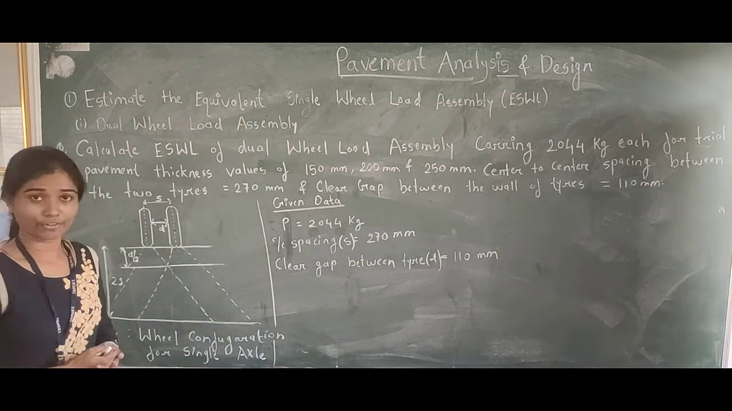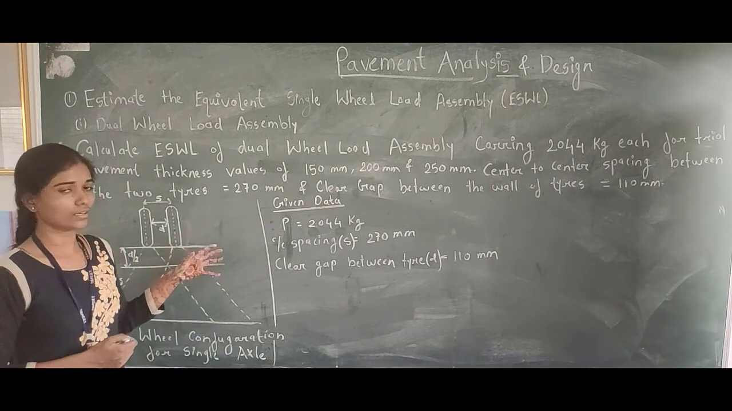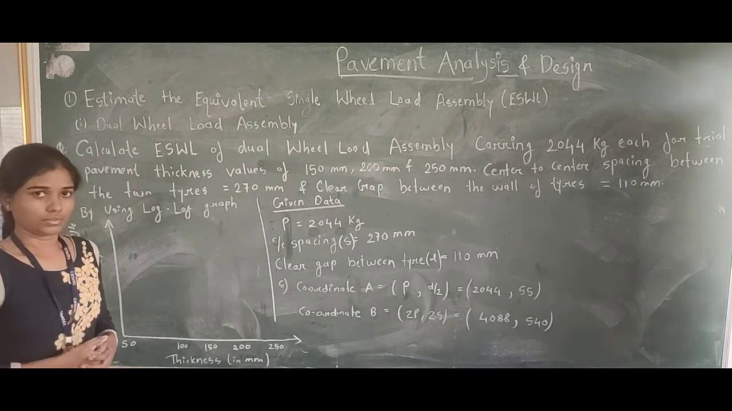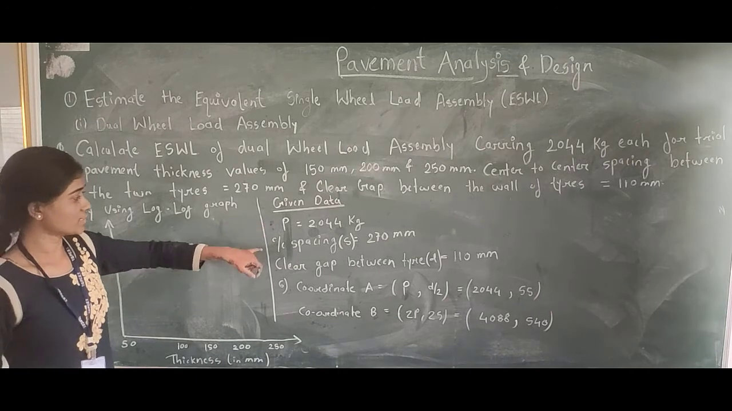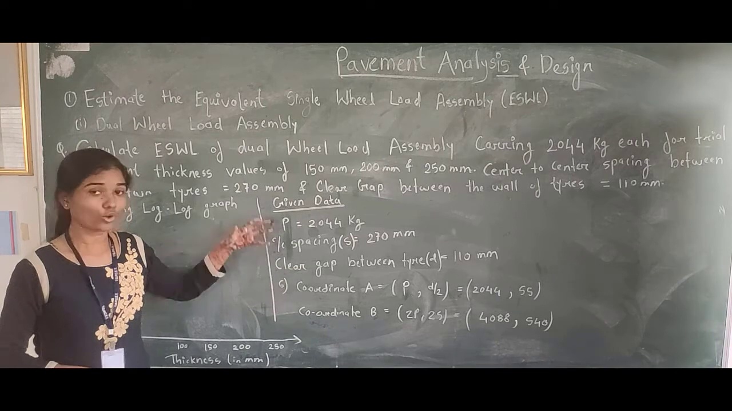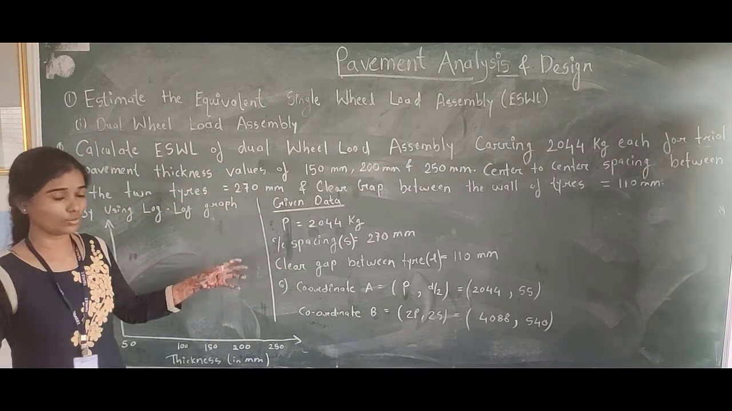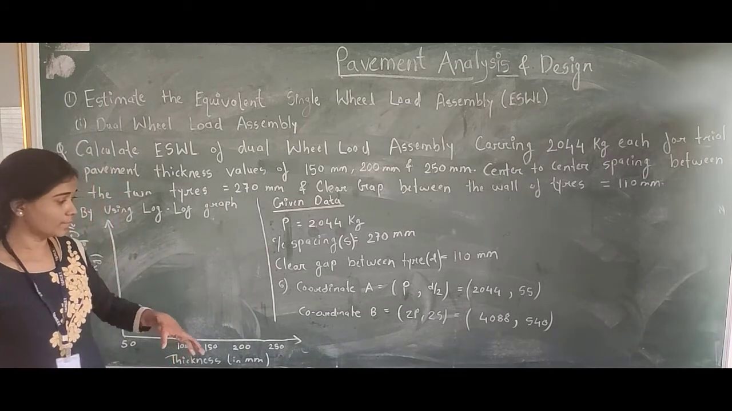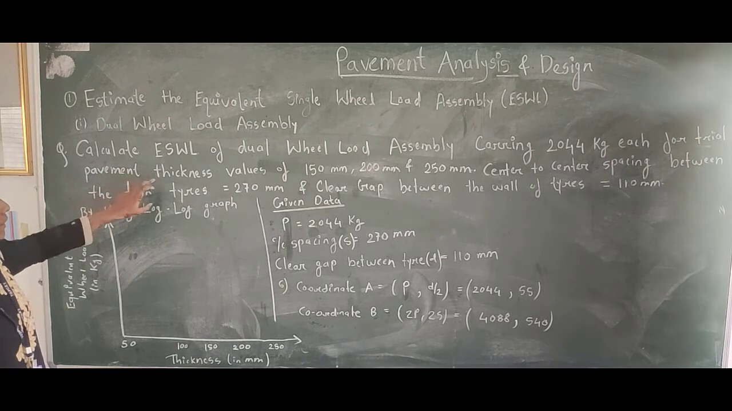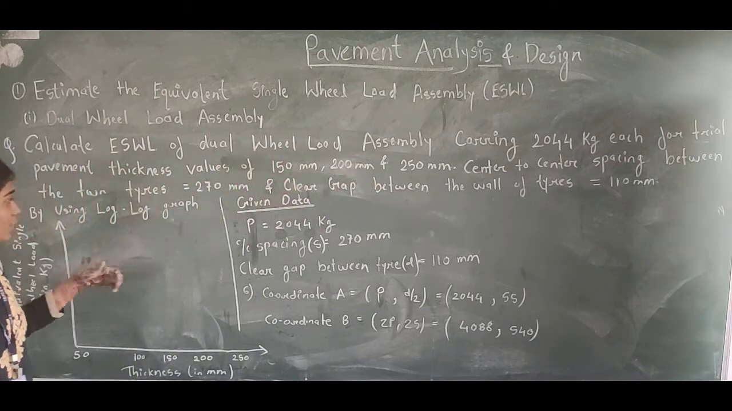So after that we have to plot the graph. For this we require a log graph, so we have to discuss the basics of this graph first. We have a load, a center to center spacing, and a clear gap between tires. All these are already given in the question, so there is no necessity to calculate them. The next step is to find the pavement thickness for the values 150 mm, 200 mm and 250 mm by using the log graph.